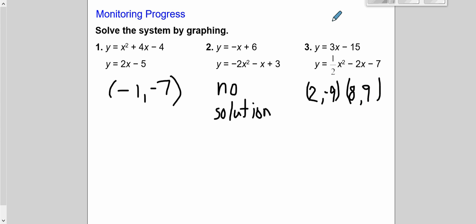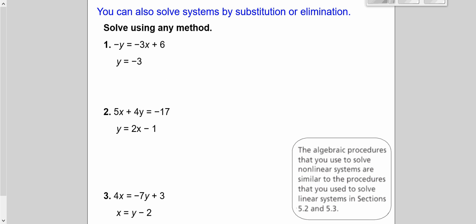Check your answers with mine. All right, hope you're getting the hang of Desmos. That was solving by graphing. Now, let's get ready to solve by substitution.